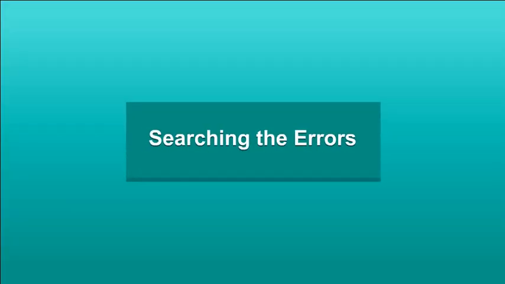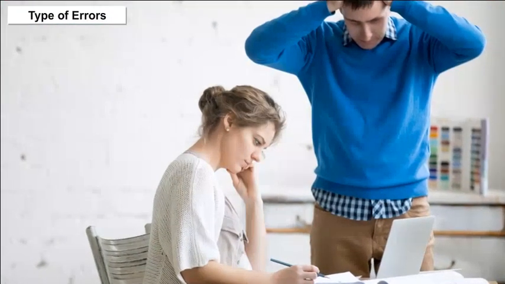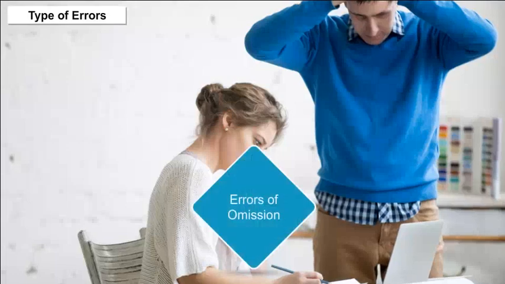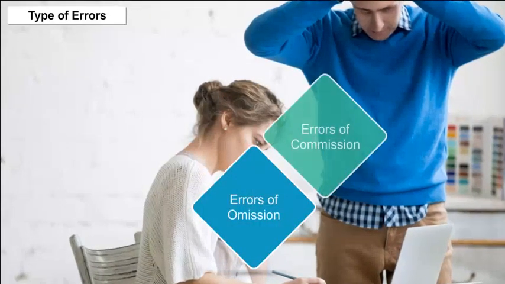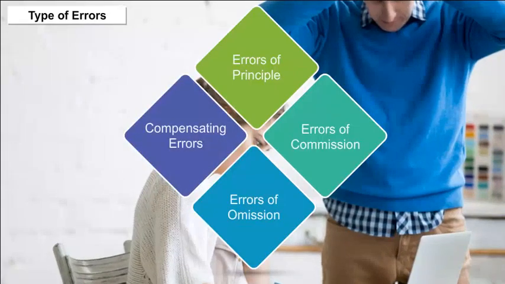Searching the errors. Types of errors. Four types of errors are listed below: errors of omission, errors of commission, errors of principle, compensating errors.